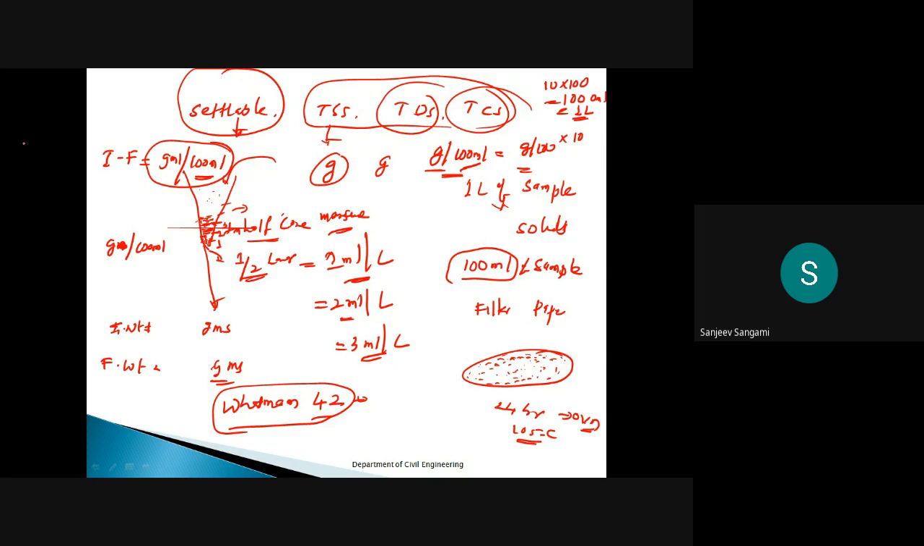Then convert that grams into milligrams. How are we going to convert grams to milligrams? By multiplying again. 1 gram is equal to 1000 milligrams, so multiply by 1000. So always the unit of TSS is milligram per liter. This is how you have to determine the total suspended solids.